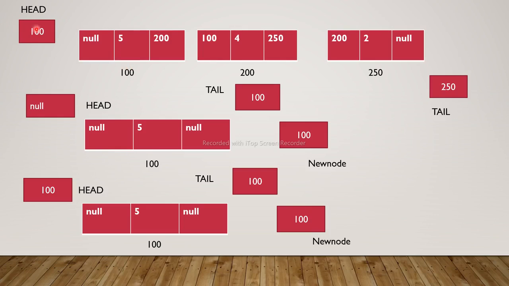The head pointer will contain the address of the first node. As we can see here, we have the head pointer with its address as 100, which is nothing but the address of the first node. The tail pointer similarly will contain the address of the last node.